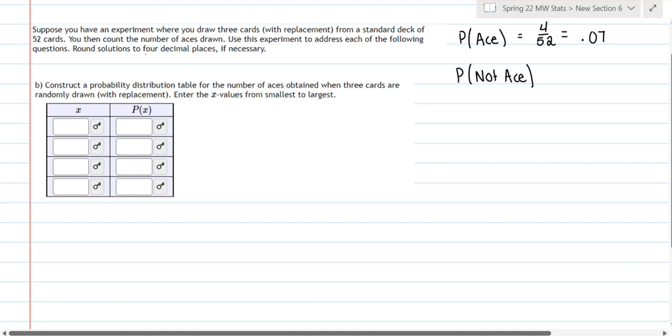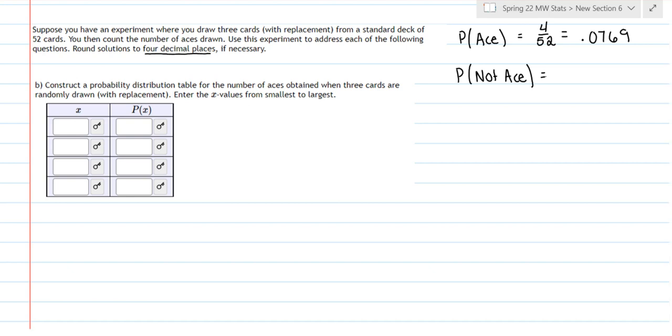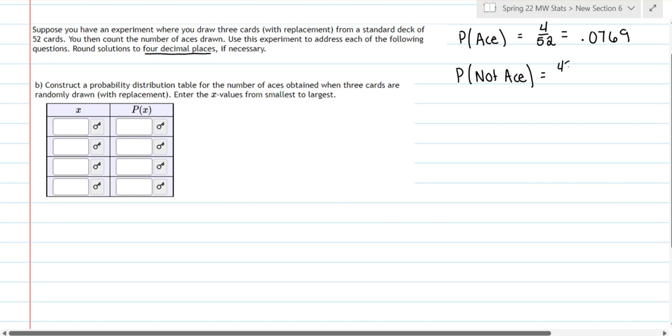Yeah, and it says 4 decimal places, so let's stick to 4 decimal places for this one. What is it? 0.0769. Okay. And then the probability of not getting an ace is what? 48 out of 52. And what's that going to be? 0.9230. Okay, so those are your probabilities, ace or not ace.